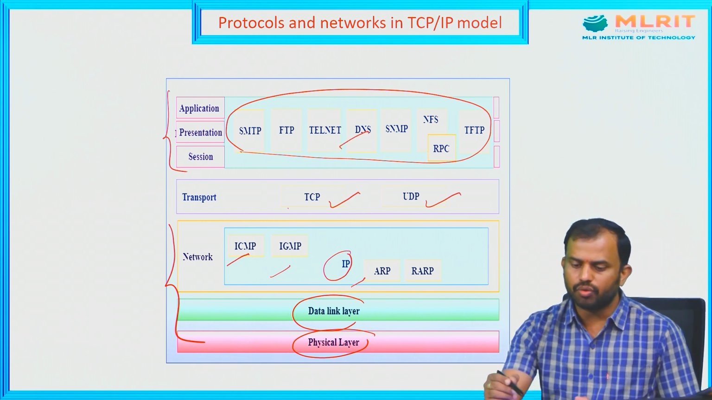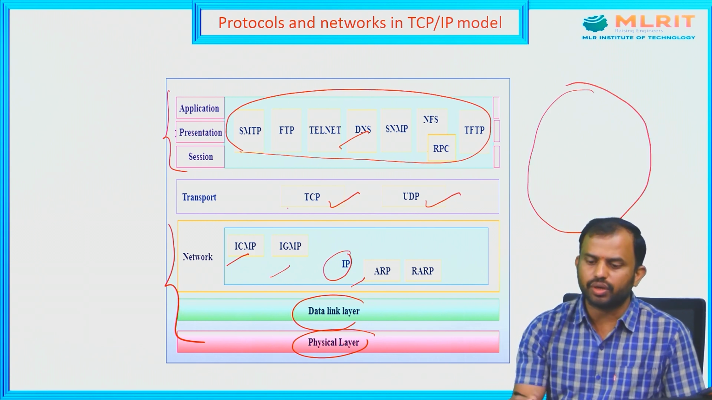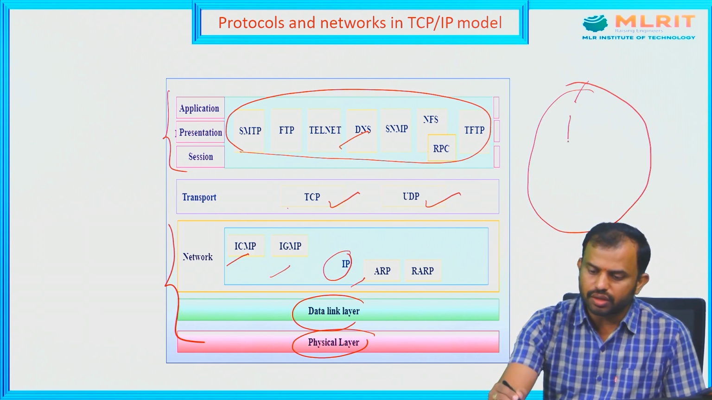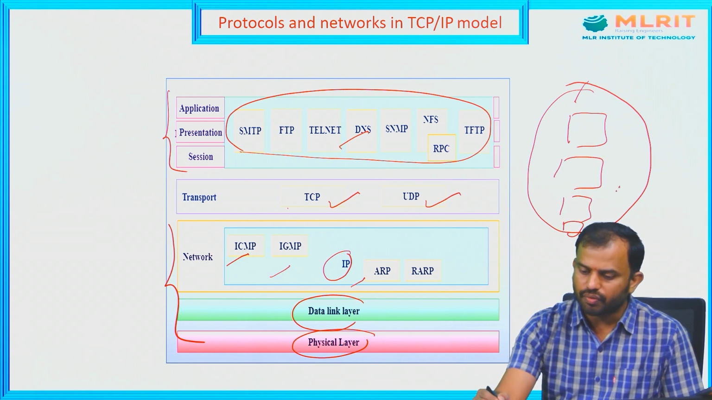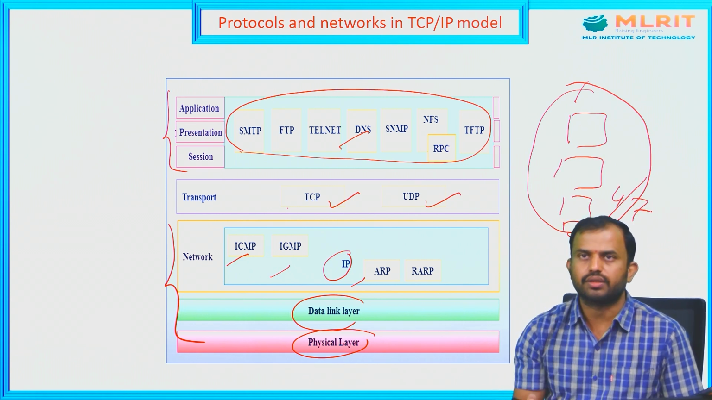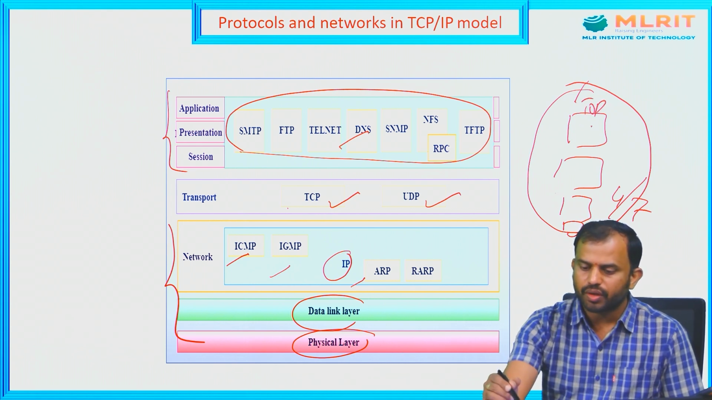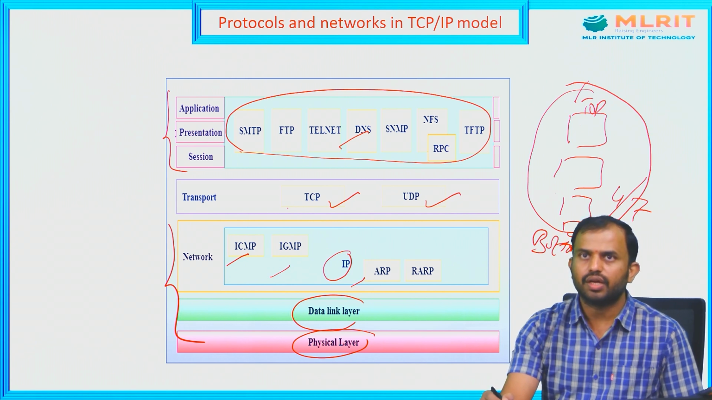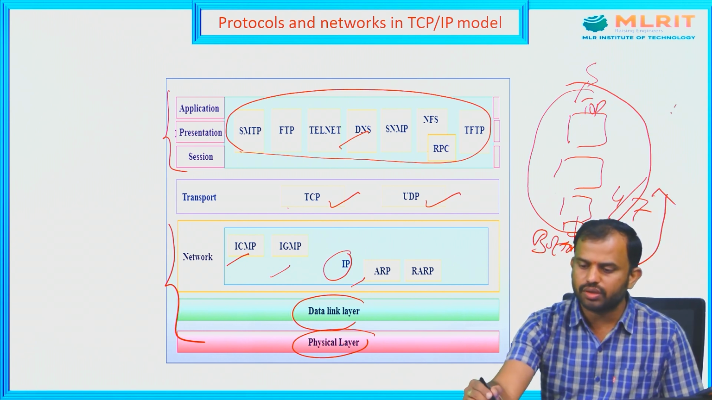So here you can understand the scenario: when we integrate a network architecture, there are n number of layers present, maybe 4 layers or 7 layers. Once the information is transmitted from the top layer to the bottom layer, at the same time the information is transmitted from the source to the destination side. So one is the source, another is the destination side.